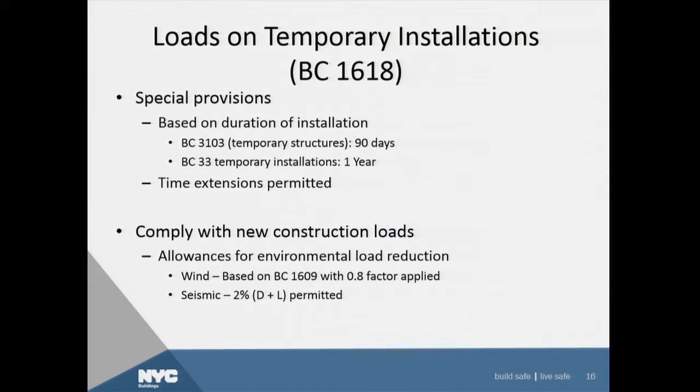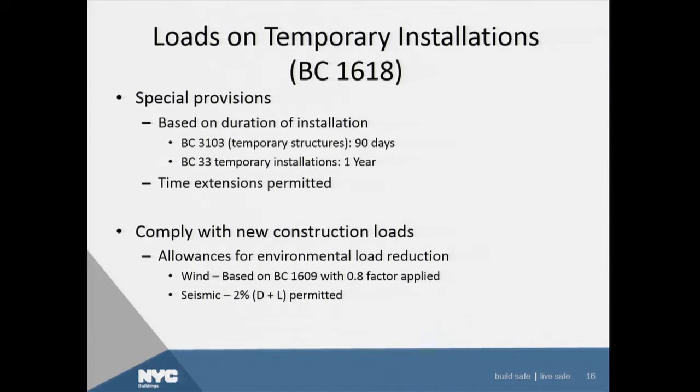So the installations that are governed by Chapter 33, as far as temporary installations used during construction, are allowed for up to 1 year, and the other types of temporary structures that are covered by Chapter 31 of the building code would be 90 days. Now, there are time extensions permitted in the text of 1618, and it's something to read as far as how to go about doing this, but it would require follow-up evaluation of the current site conditions and the installation itself.